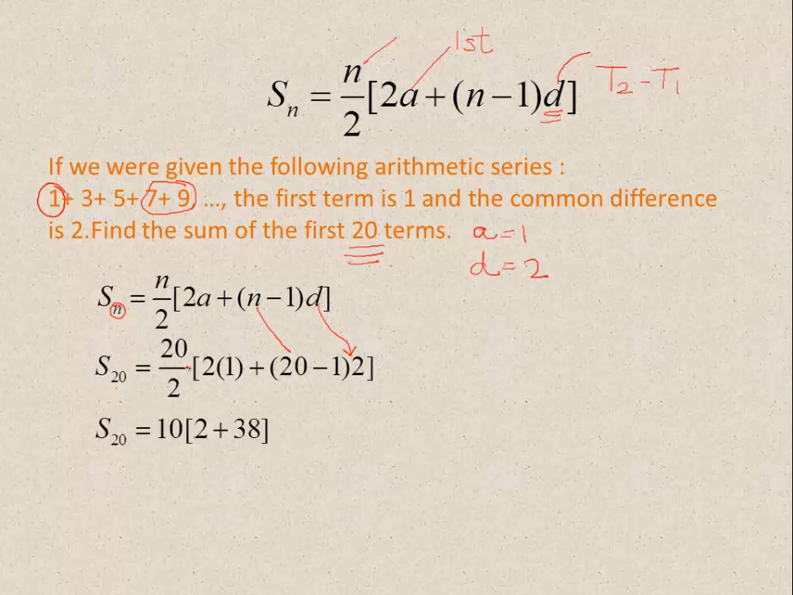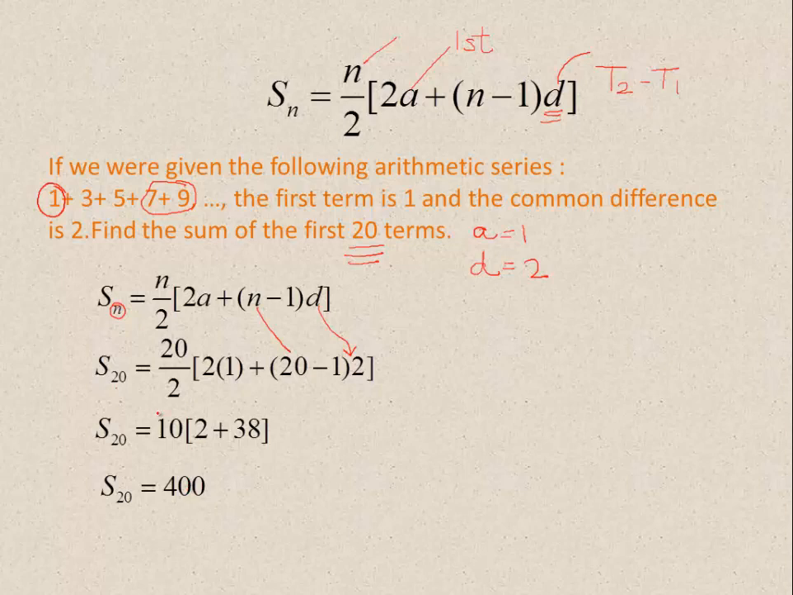And all I do after that, guys, is use my calculator, use some logic, and I get to the answer. 20 divided by 2 is 10. This is 2. 20 minus 1 is 19, times 2 is 38. 2 plus 38 is 40, times 10 is equal to 400.